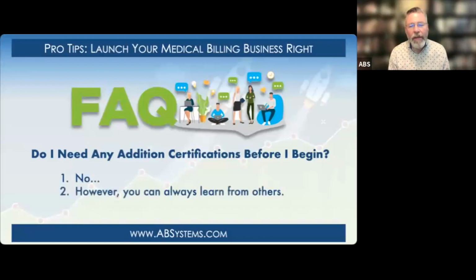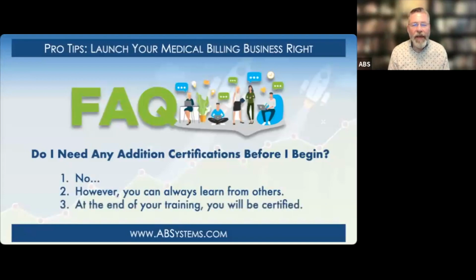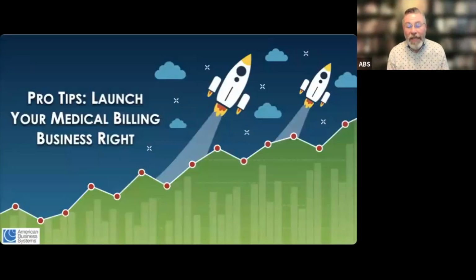However, what you can do is learn from others. That's why I suggest you find 3 or 4 ABS business owners that you can talk to and develop a relationship with early on. Just say, hey, I'm really trying to evaluate this thing. Tell me what you think. Ask the questions. Say, I'm sure after our call I may have some other questions. And at the end of your training, you will be certified. You will be a certified medical revenue manager, which I think is better than just being a certified medical biller. That's the webinar today, folks.